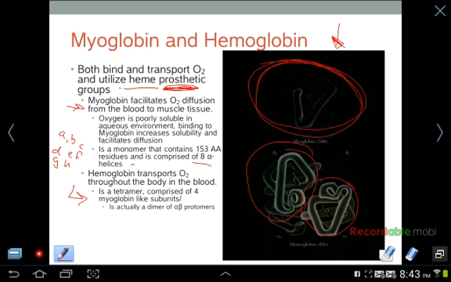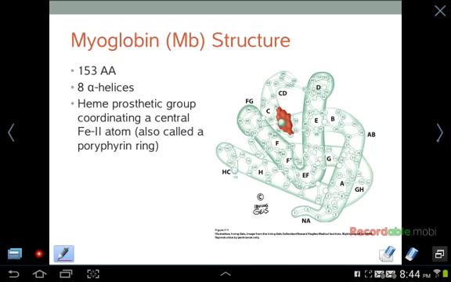And hemoglobin is actually a dimer of alpha-beta protomers. So you have 2 alphas and 2 betas. So you have alpha 1, beta 1, alpha 2, beta 2 to make up the hemoglobin. And we'll talk a little more about that later.